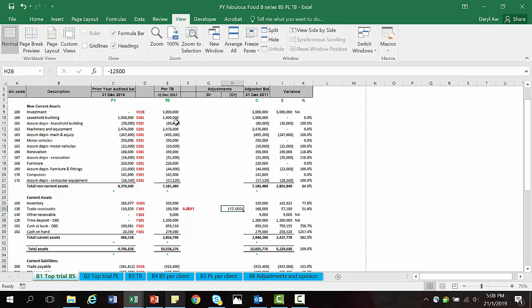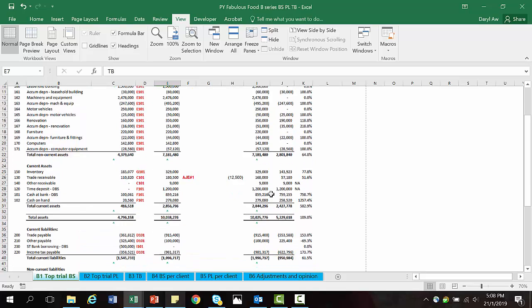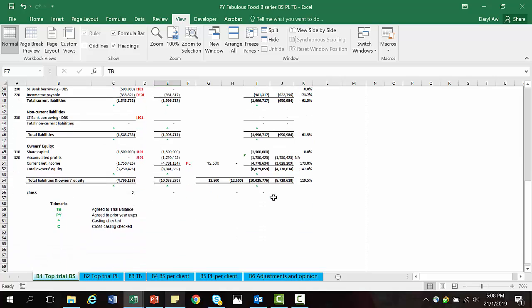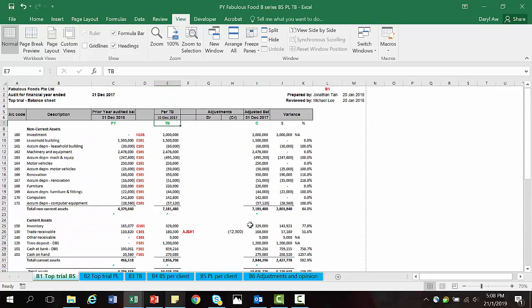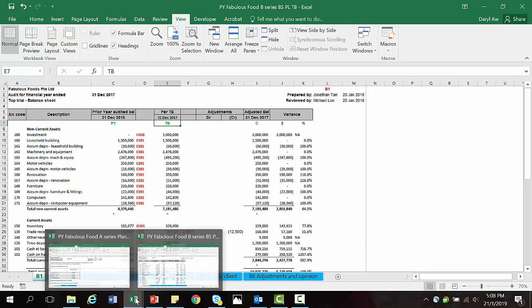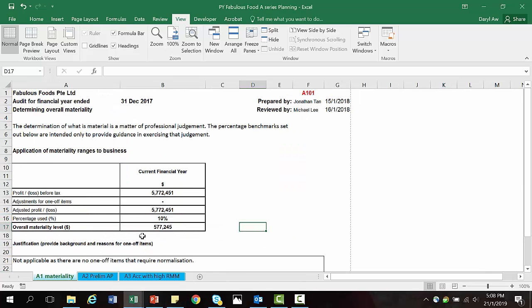Again, you will need to perform all the agreeing of the figures, prior figures, agree this to trial balance, and you should perform the casting accordingly for all the figures. So for the audit for 2017, this is the work that I have performed. Now I'm going to look at the working papers for A section. Once we have prepared the top trial, I will need to determine my overall materiality.